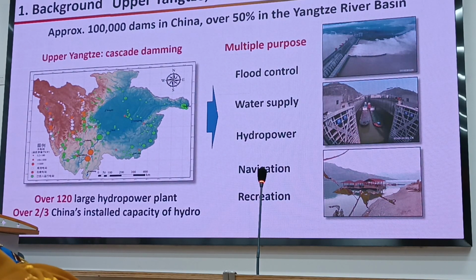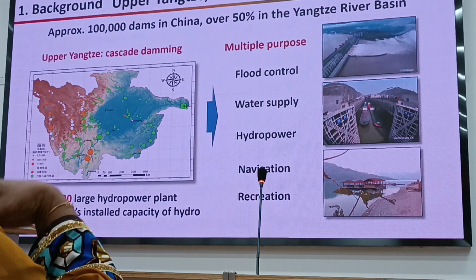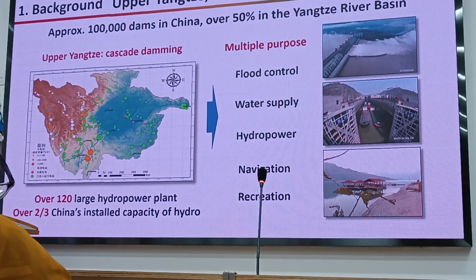So you see that this is the Yangtze Three Gorges. Chongqing is right here. So you see in the upper Yangtze, we have a lot of dams. And it provides almost 2/3 of the Chinese installed capacity of hydropower.